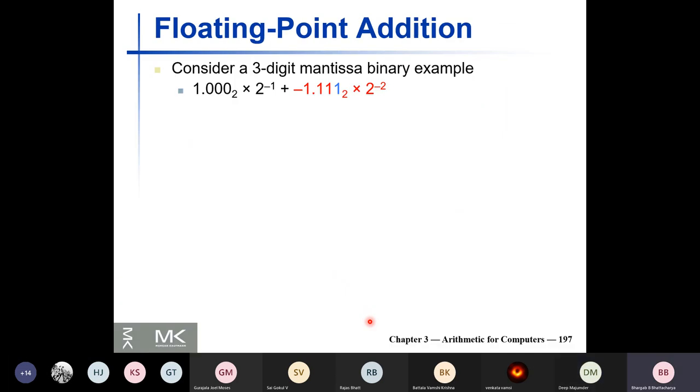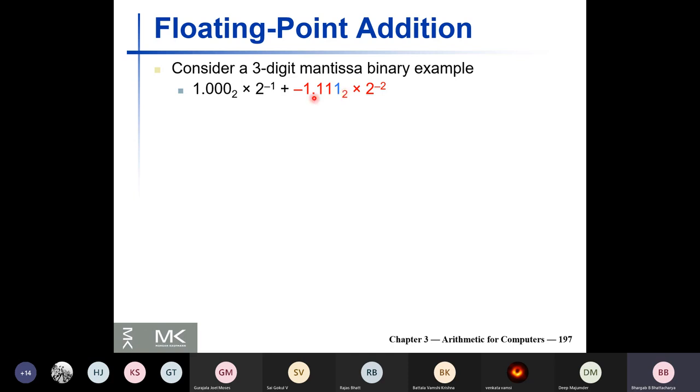Yes, sir. Okay, so let us go ahead. We consider floating point addition and consider this example. I am considering a floating point addition in binary domain, and you assume that I have a 3-digit mantissa. Just for the simplicity, we are considering this. So that means this is the leading one, and after that we have 3 bits in hand.